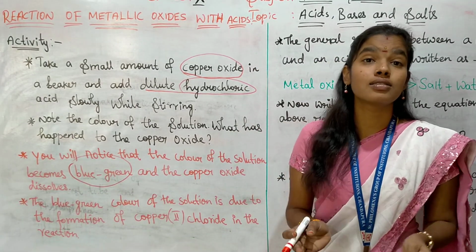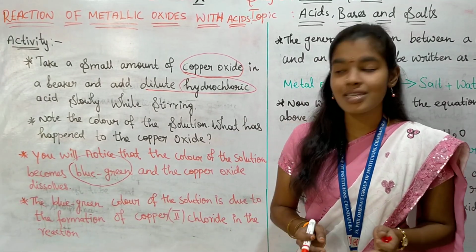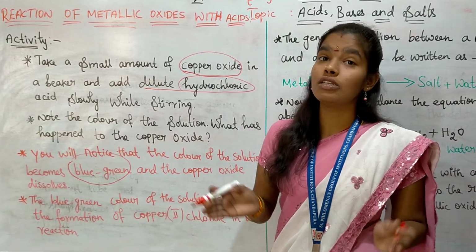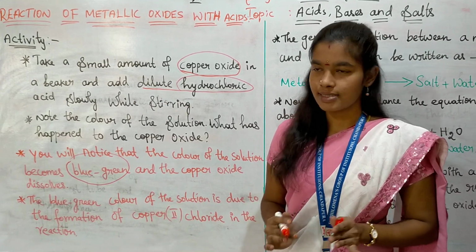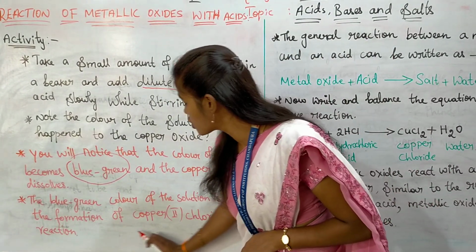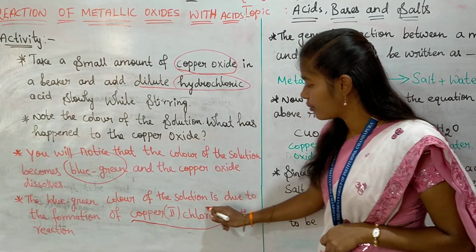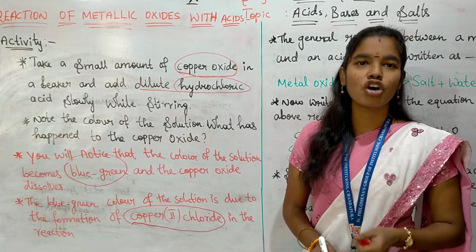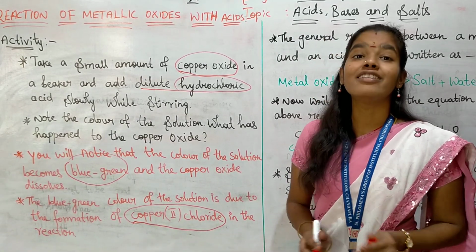Why does this turn the solution blue-green? What is the reason? The copper oxide completely dissolves in hydrochloric acid. The blue-green color of the solution is due to the formation of copper chloride. Why does the blue-green color appear? Because of the formation of copper chloride in the reaction.